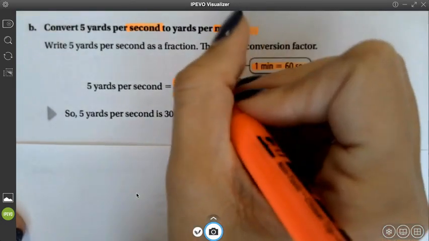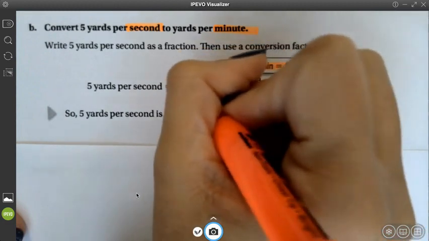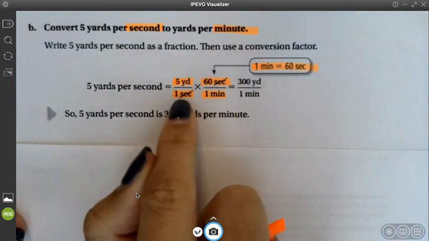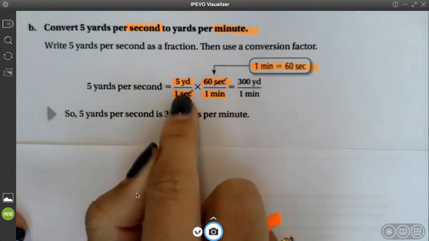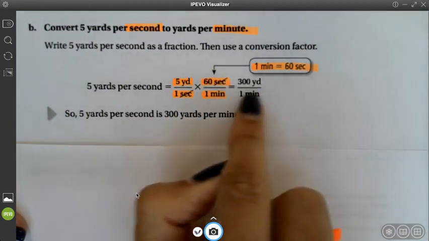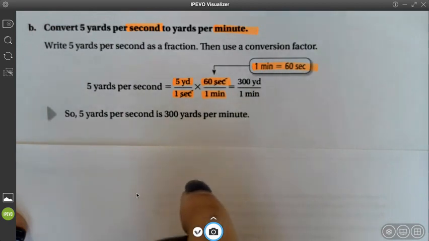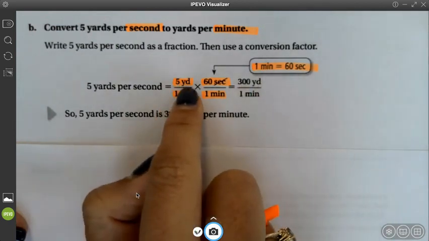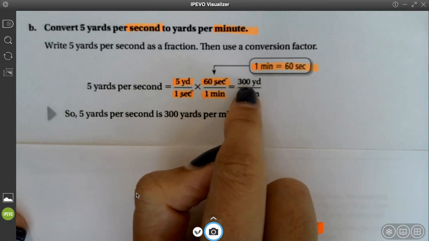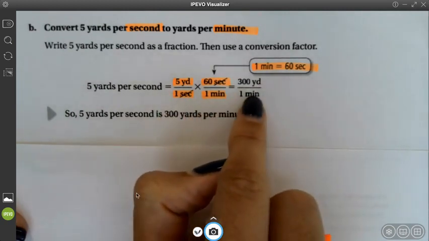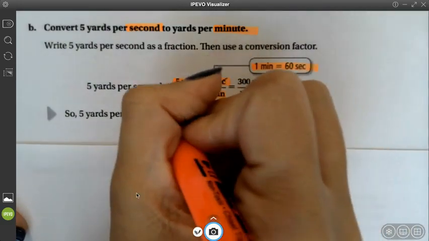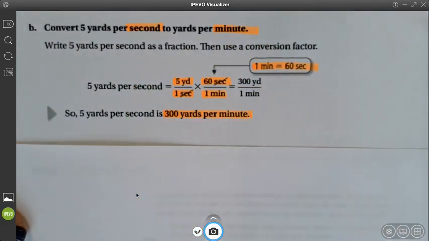So I'm going to write this in fraction form so that the seconds is in the numerator because my seconds is in the denominator in my starting piece. That allows me to cross out the word seconds, so it will no longer appear in my answer. So 5 yards times 60 gives me 300 yards, and 1 times 1 minute gives me 1 minute. So my answer is 300 yards per minute.